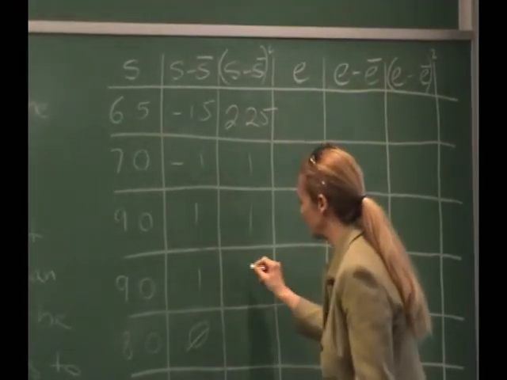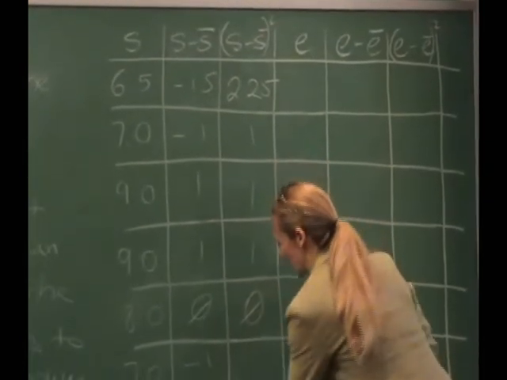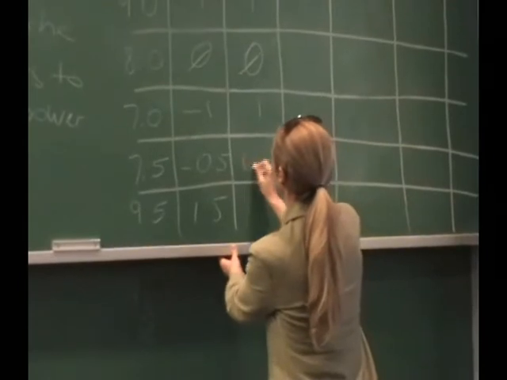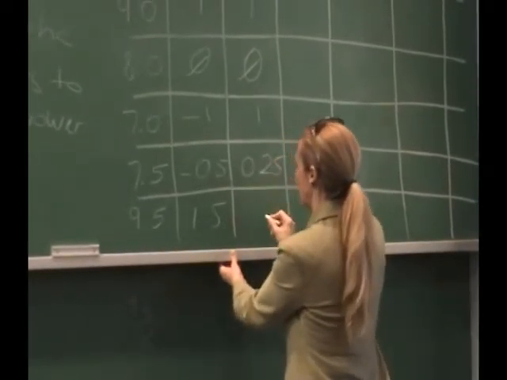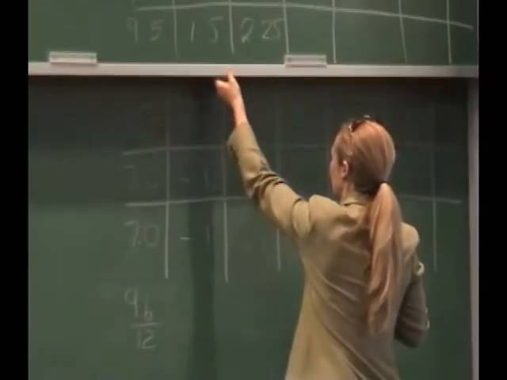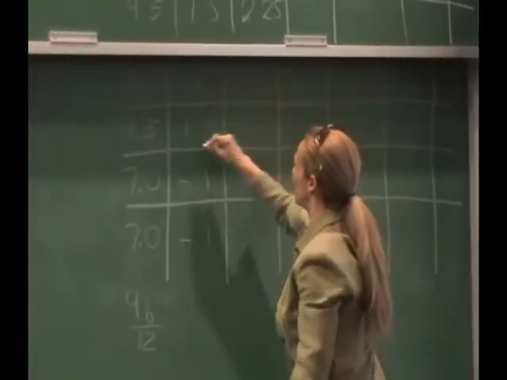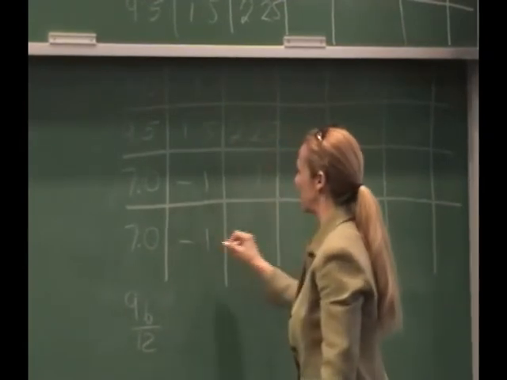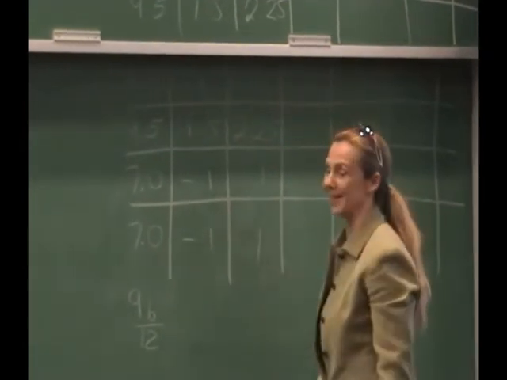negative 1 to the second power is 1, 1 to the second power is 1, 1 to the second power is 1, 0 to the second power is 0, 1 to the second power is 1, 0.5 to the second power is 0.25, 1.5 to the second power is 2.25, 1 to the second power is 1, 1.5 to the second power is 2.25, negative 1 to the second power is 1, negative 1 to the second power is 1.